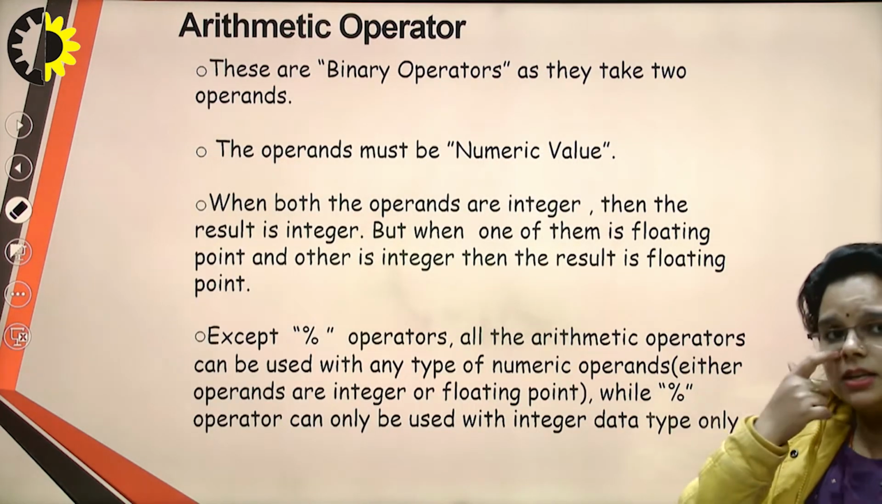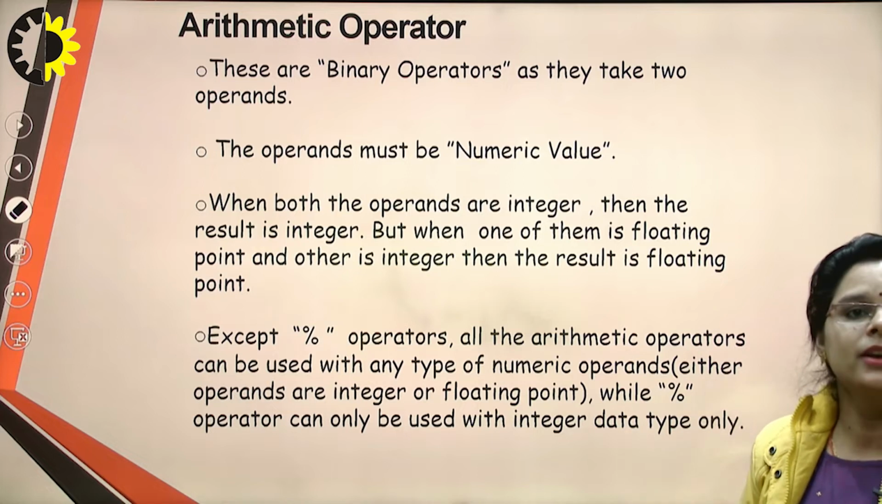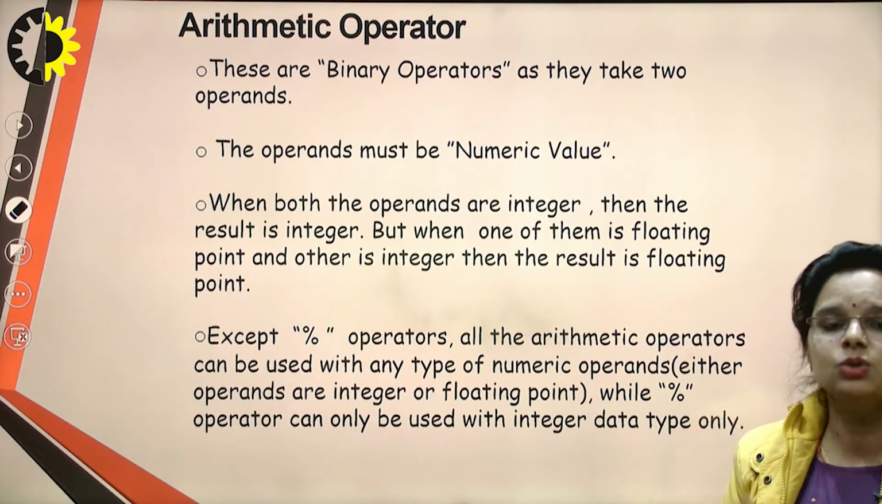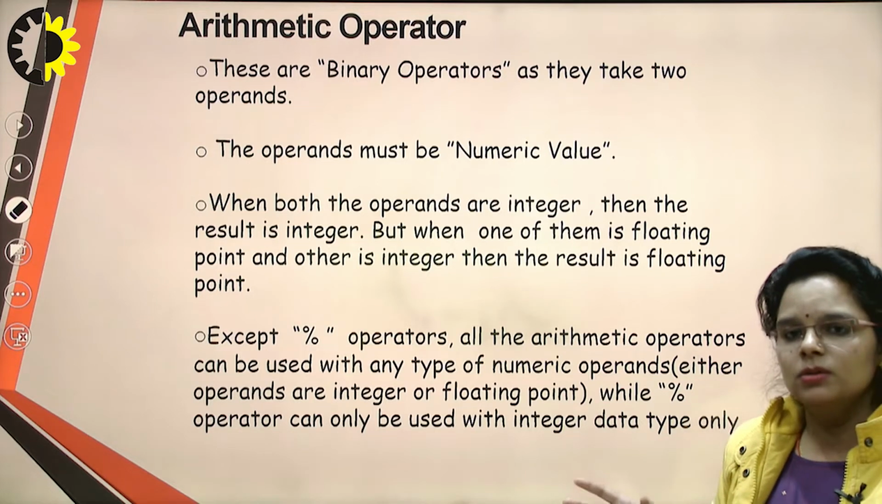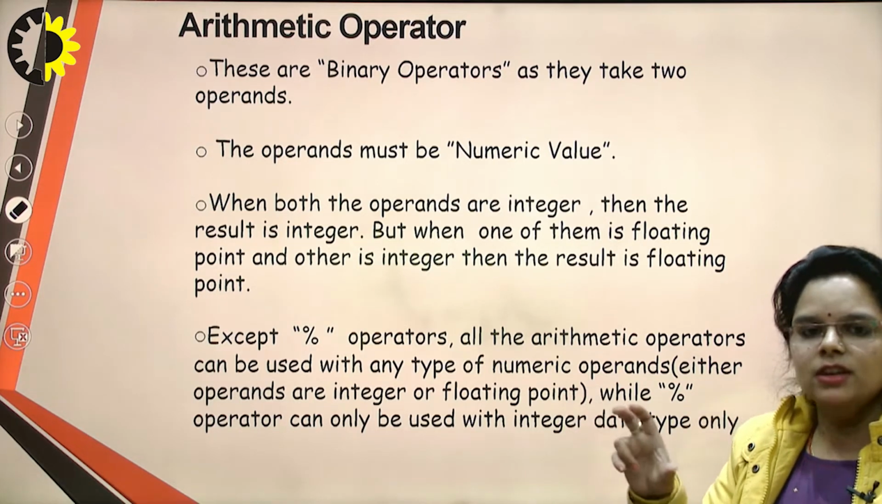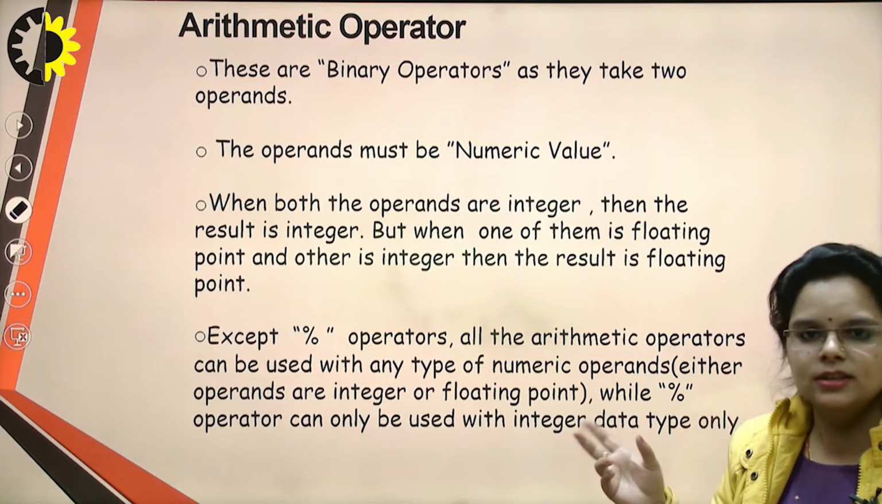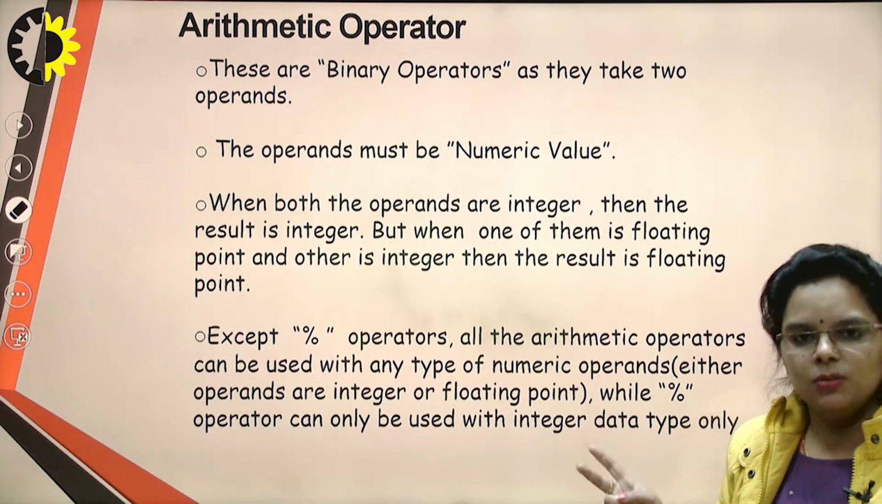Now let us discuss arithmetic operators. They are also known as binary operators. The reason why they are called binary operators is because they take two operand values. So see, a plus b, whenever we are adding two different values, they are taking two operand values. We have already discussed what are operands and what are operators.